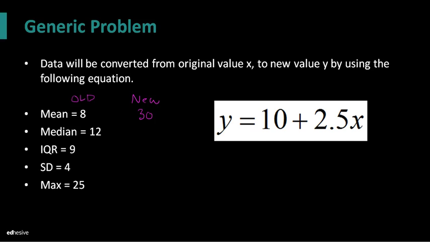Same thing with the median. Median is another measure of center. It gets affected by addition and multiplication. So 2.5 times 12 plus 10 gives me a new median of 40.